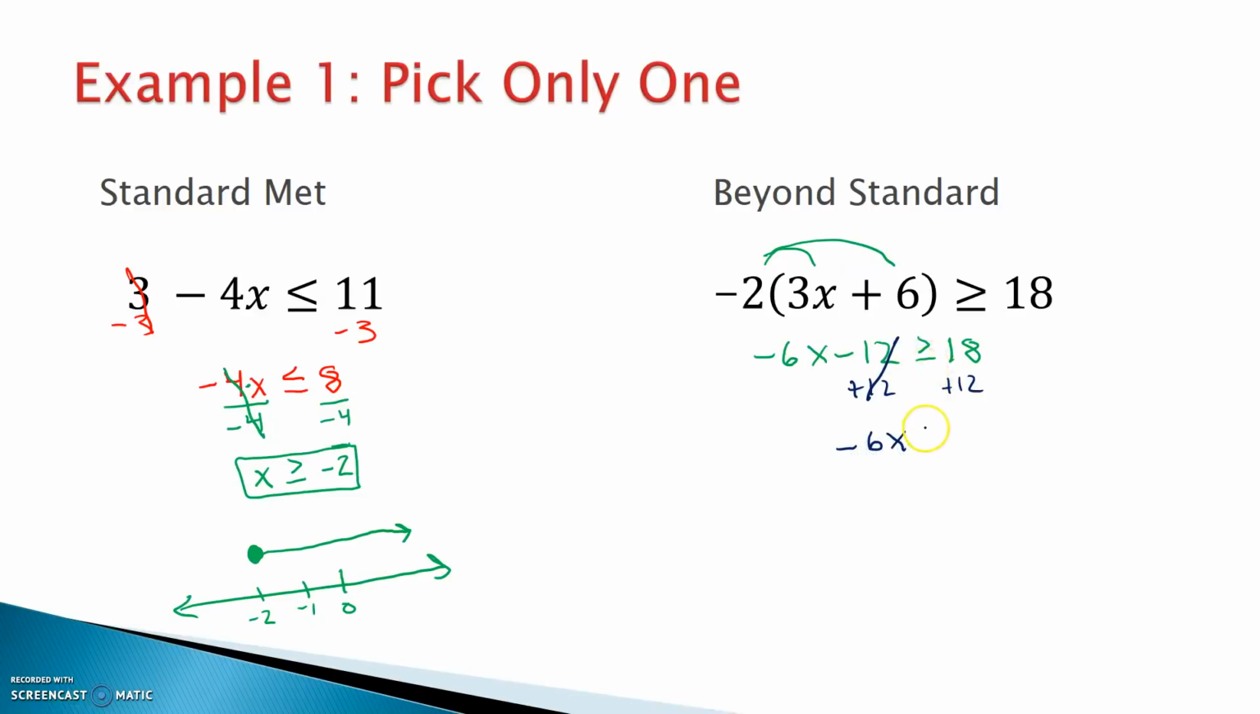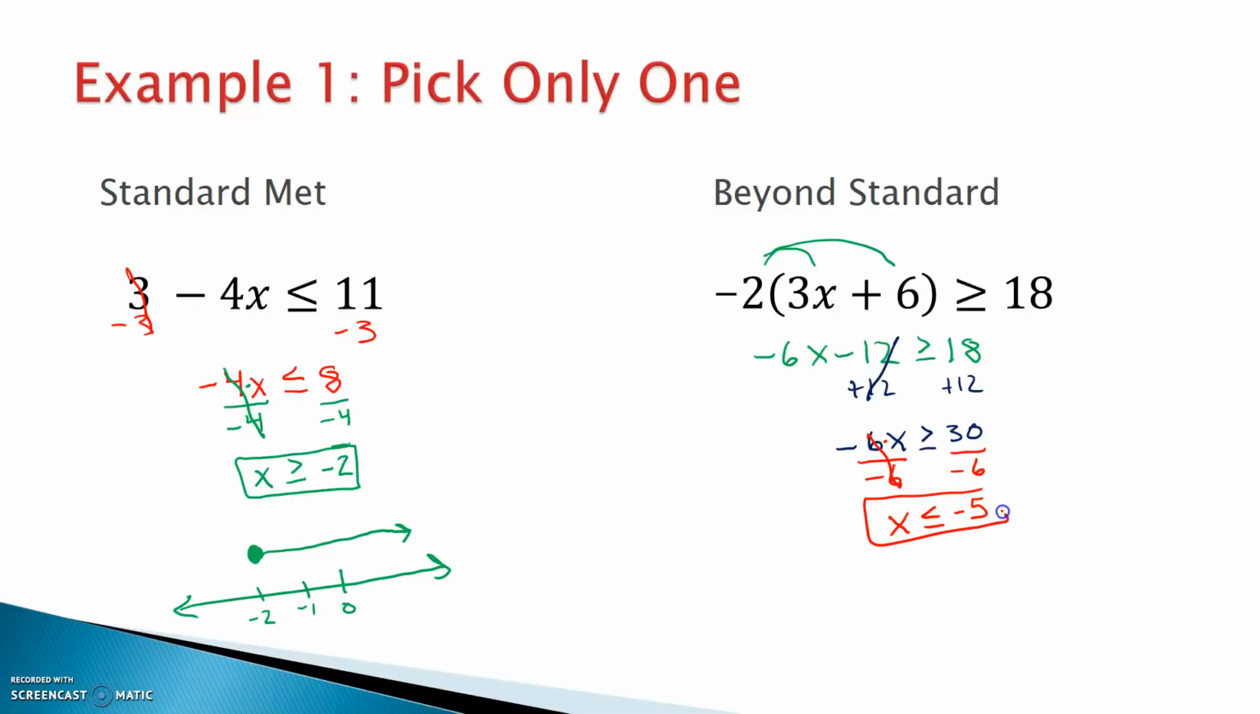Still, again, I don't have to flip the sign right now. I haven't multiplied or divided by a negative. 18 plus 12 is going to give me 30. Last thing I have to do now is get rid of multiplying by negative 6. So I have to divide, and again, I'm dividing by a negative one more time. As soon as you divide by a negative, these guys cancel out. X now isn't greater than or equal to, it now becomes less than or equal to 30 divided by negative 6, which is going to be negative 5.